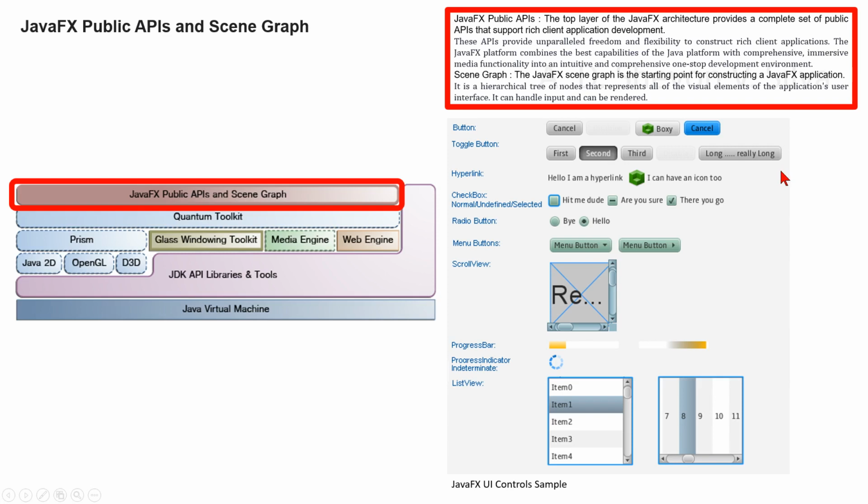Third row contains two hyperlinks. First hyperlink has only the textual caption, "Hello, I am a hyperlink." The second hyperlink has both an icon and the text caption.